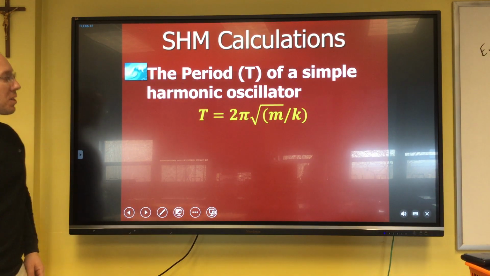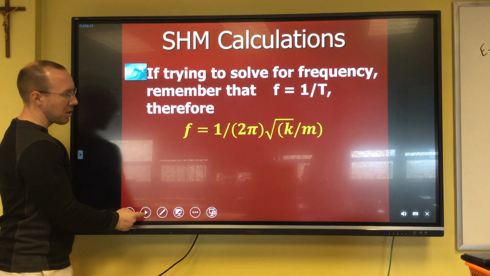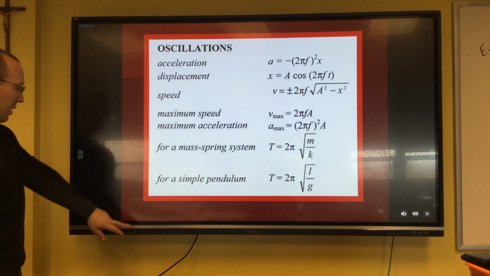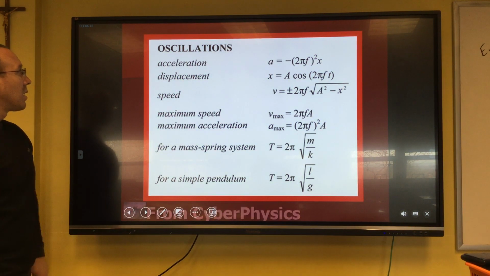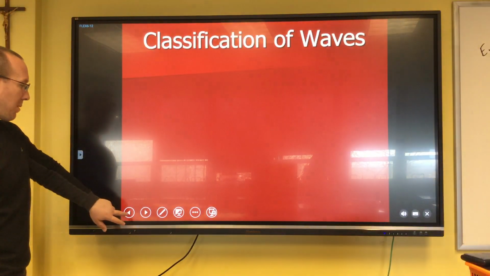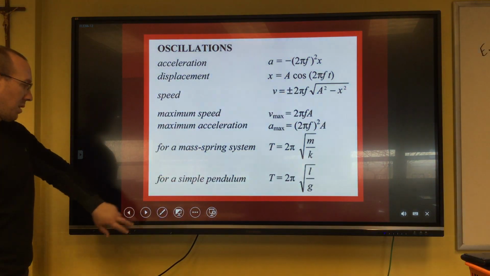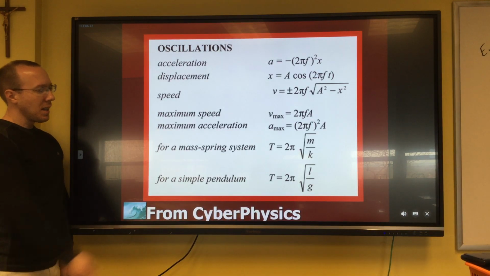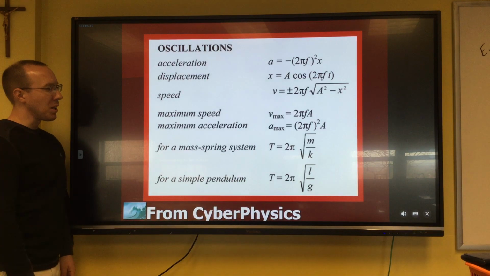A couple more equations here that deal with simple harmonic motion. I'm going to go through them real quick because I just put this on from, I believe, cyberphysics.com. Like I said, I don't really look at these too much.